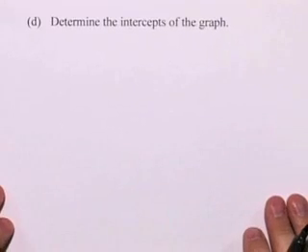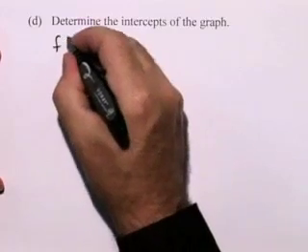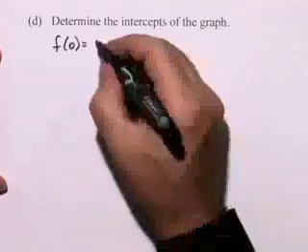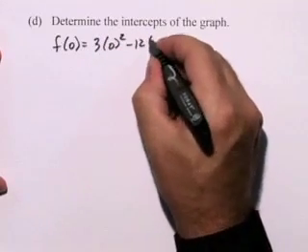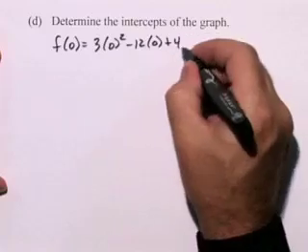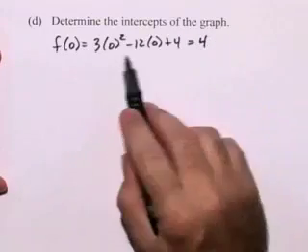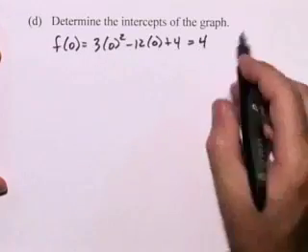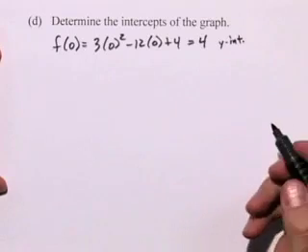Next, we want to find the intercepts for our graph. We'll find the y-intercept first. We'll find the y-intercept by evaluating the function at x equal to 0. f of 0 will be 3 times 0 squared minus 12 times 0 plus 4, which is just equal to 4. We could have found the y-intercept initially by just noting the constant in our function was 4, so our y-intercept is 4.